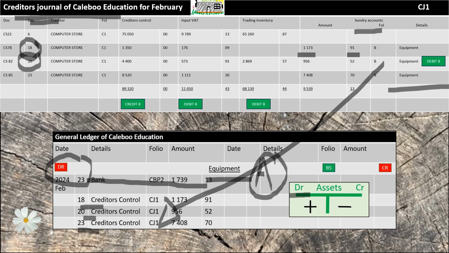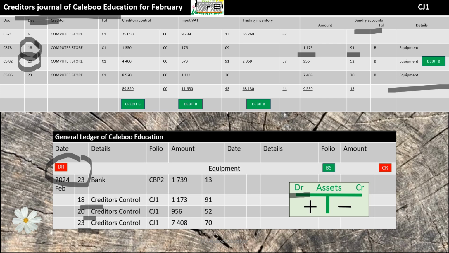Now under details, there's creditors control. Let me quickly show you with T accounts why under details we have creditors control. If I read the transaction and I look at this one here on the 18th, purchased for 1350 equipment. I'm only going to do the connection here. I'm going to leave out the VAT. Equipment was debited because the value of the asset increased.